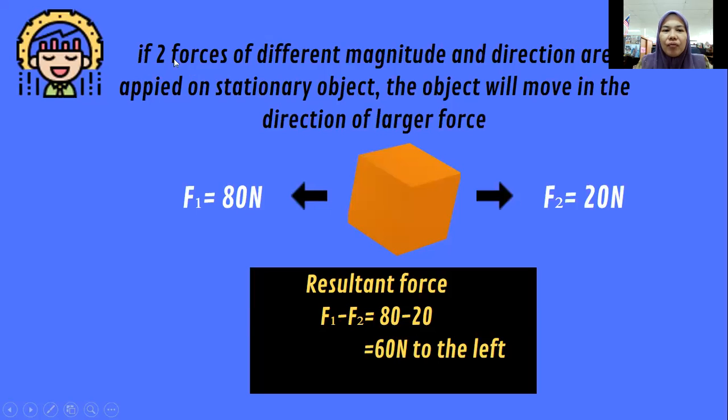Next, if two forces of different magnitude and direction are applied on a stationary object, the object will move in the direction of the larger force. Same as the example just now, but we have two forces with different magnitude and also different direction. So how do we find the resultant force? We have to find the sum of the two vectors of forces, that means the greater force minus the smaller force. 80 minus 20, you will get 60 Newton. Then you have to find the direction. The direction will follow the force which has higher magnitude. We have F1 is equal to 80 Newton, so 60 Newton to the left. That is the resultant force.